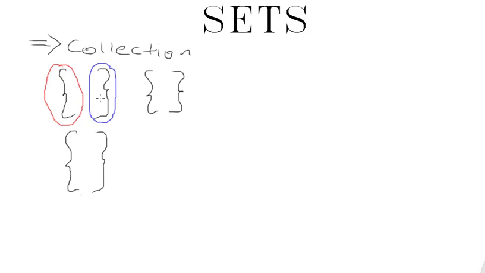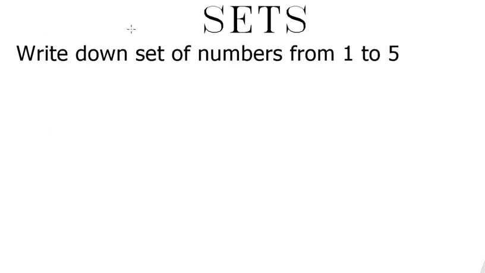So each element will be separated by a comma. And at the end, once you write down the last element, you indicate that your set has ended by using this type of curly bracket. So what I want you to do is write down a set of numbers from 1 to 5. You can pause the video and write it down. Okay? So having given it a try, here's how we do it, and we will do it together.